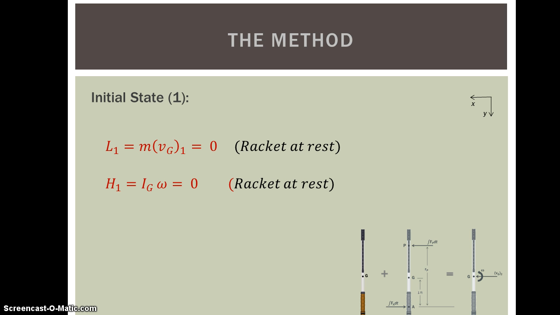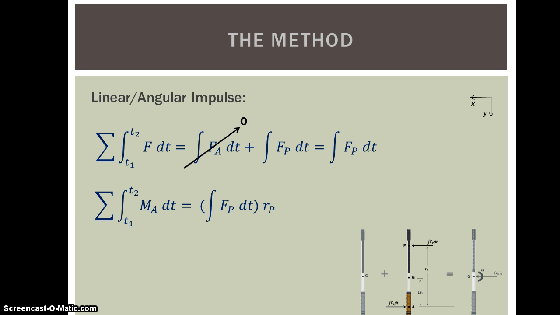Now moving into the method, since we know that the racket is starting at rest, we know that the initial linear momentum is 0, as well as the initial angular momentum being 0, as it's not rotating either. Going along this idea, we can get both linear and angular momentum at the same time.